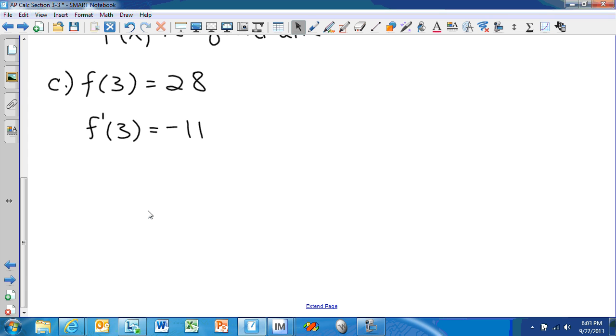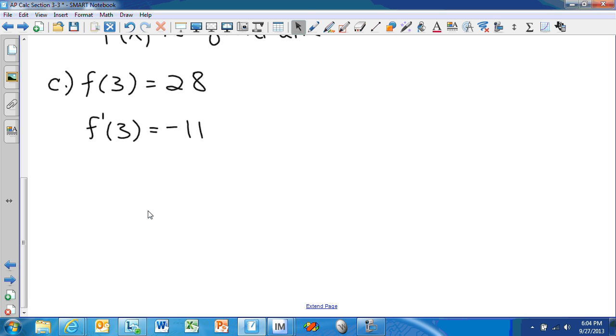So notice that's the nice thing about having that derivative function: I can quickly find the derivative at many points. I don't have to go through that entire limit process here to find the derivative at all those different points. So it turns out that f prime of 3 is a negative 11.